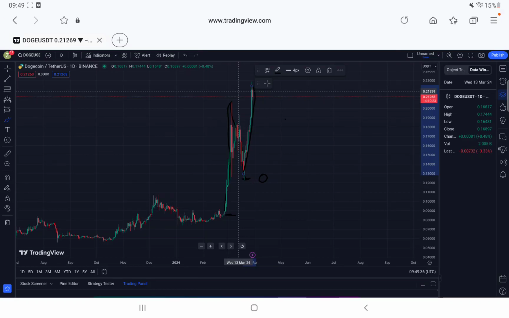Compared to Bitcoin, we actually haven't seen a very nice correction yet. A 20% at most is decent, but we haven't really seen an absurd correction yet.